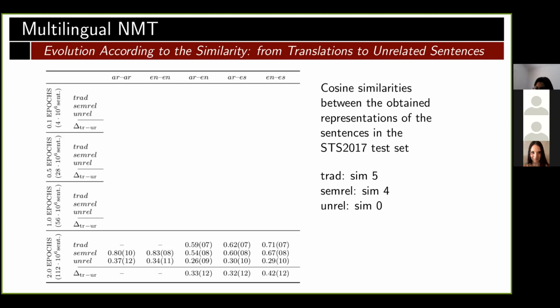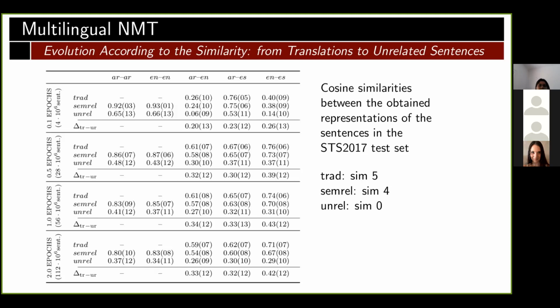And I will finish with this because we are all very close to the end of the time. This is something that happens not only at the end of the training, but also from the very beginning. The first block shows what's happening after only 1/10 of the epochs. And we see that the difference between translation and non-translation is already detectable. The similarity is 0.2 in this case, with a variance of 0.1. So already from the beginning of the training, we seem to be able to distinguish translation and non-translation.